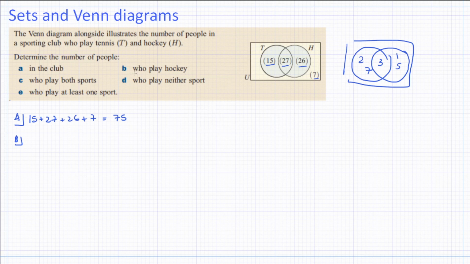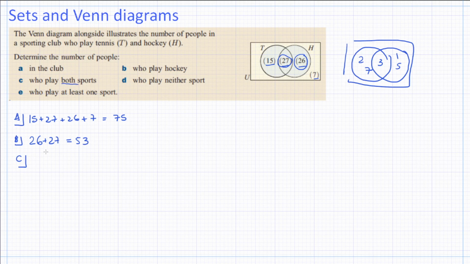Now letter B, number of people who play hockey. Well, 26 people play only hockey, but 27 people play hockey as well as tennis. So people who play hockey is actually 26 plus 27, because those 27 people, even though they play tennis as well, they play hockey. So if I'm asking you how many people play hockey, well, it's the 26 who only play hockey plus 27 people who play both hockey and tennis. So 53, right?